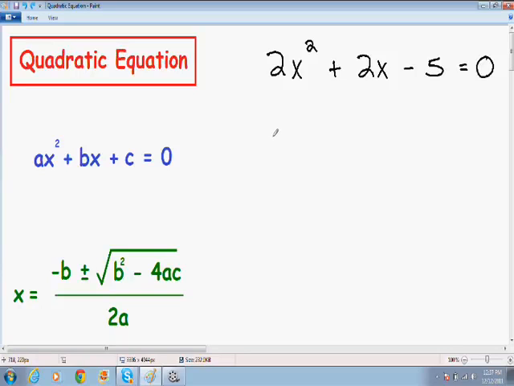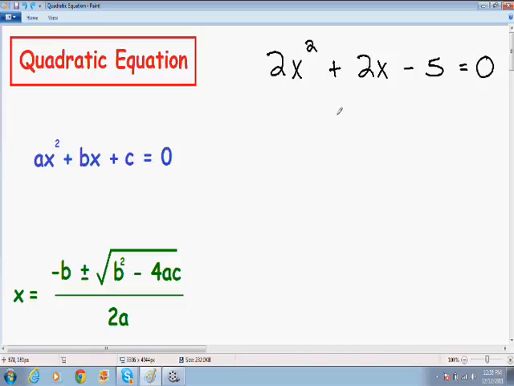In order to use the quadratic formula, the equation has to be in standard form. What I mean by that is that it has to be equal to 0. All the x terms and numbers have to be on the left, and everything has to be equal to 0. And the formula has 3 letters: A, B, and C. The A is always the number in front of the x squared term. The B is always the number in front of the x term, or the middle number. And the C is always the number that does not have an x term, that is not attached to an x term.